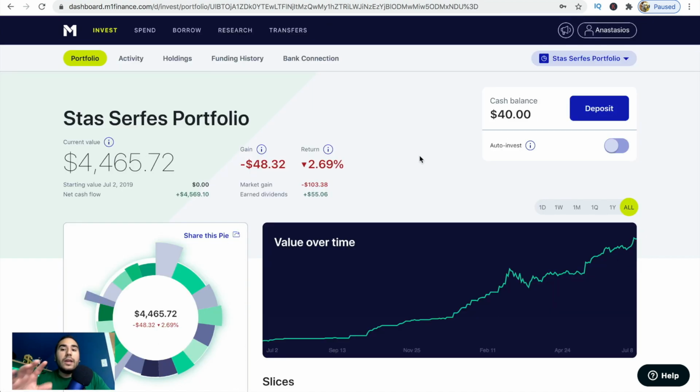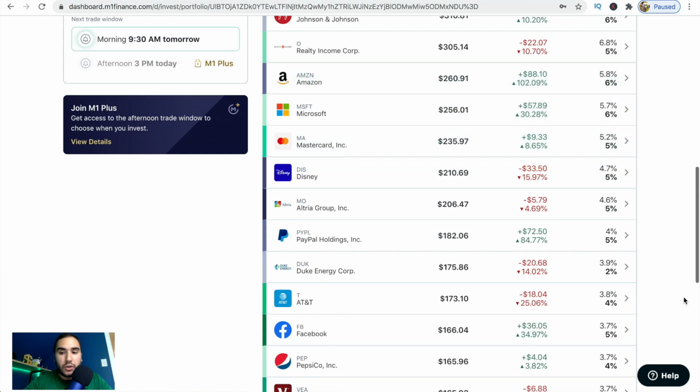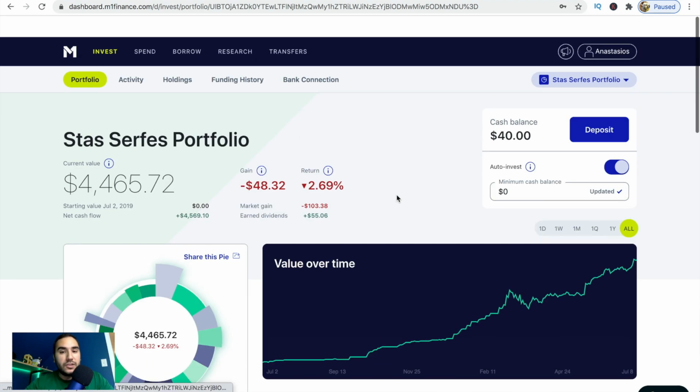That is how it is very passive. That is why it is very passive if you want it to be, right? So if I turn on auto invest and let's say I just throw in $100, it's going to invest that $100, split across all of these different slices.